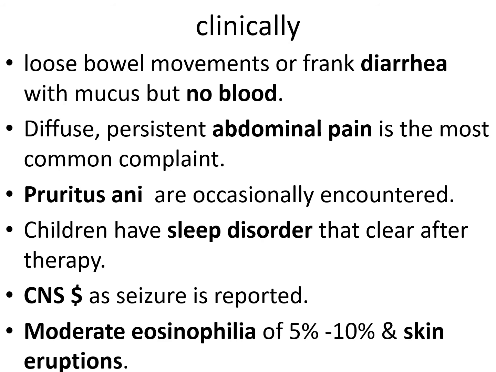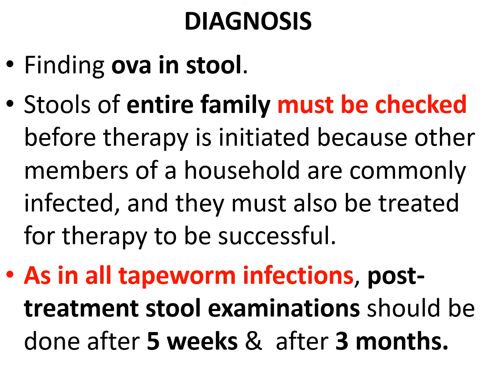Clinically, loose bowel movements or frank diarrhea with mucus but no blood, and diffuse persistent abdominal pain, is the most common complaint. Pruritus and eye symptoms are occasionally encountered. Children have sleep disorders that clear after therapy. CNS symptoms such as seizures are reported. Moderate eosinophilia of about 10% and skin eruption.